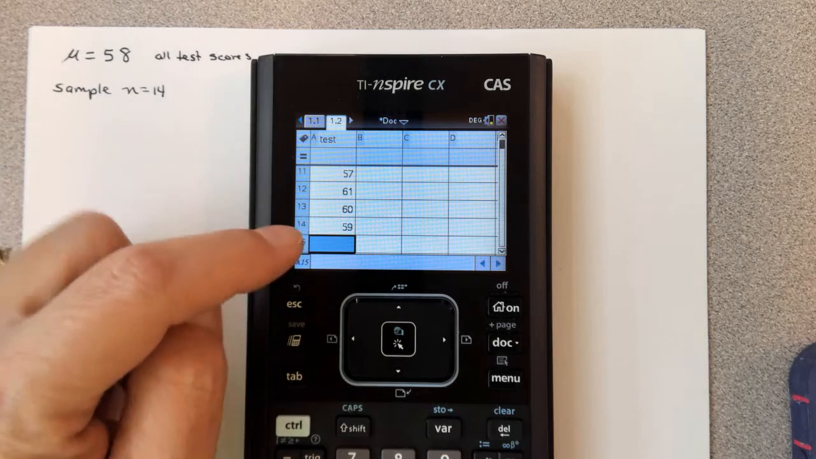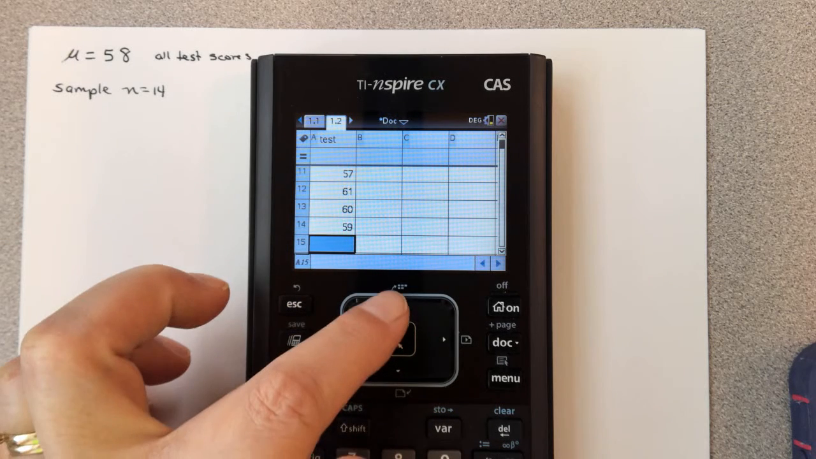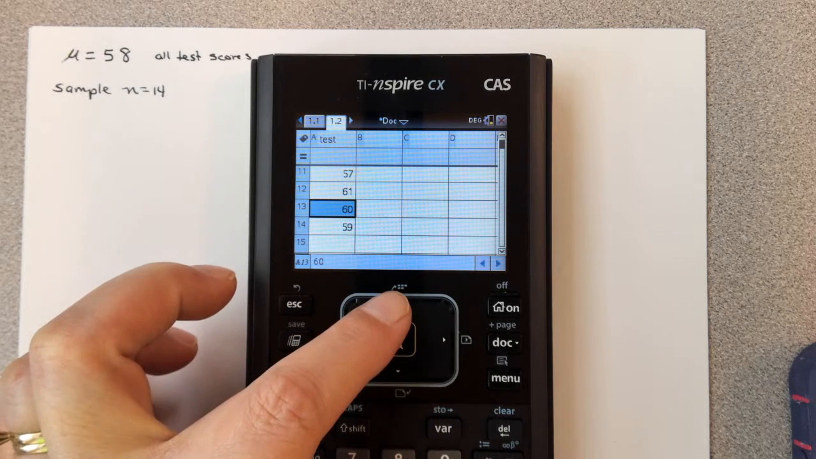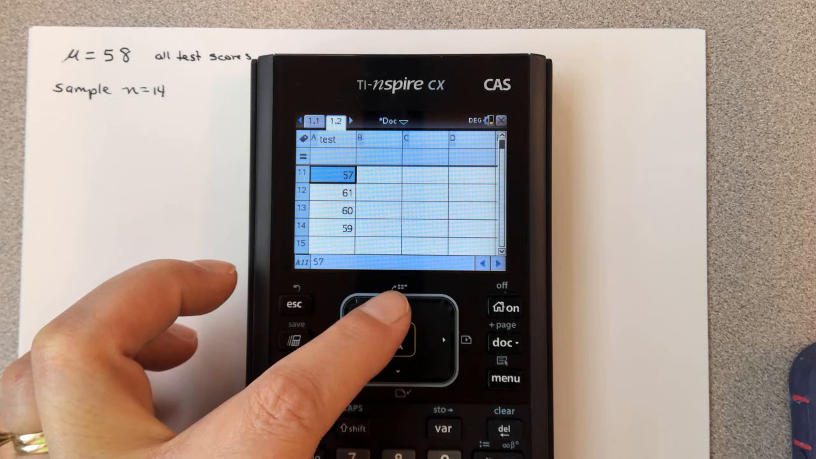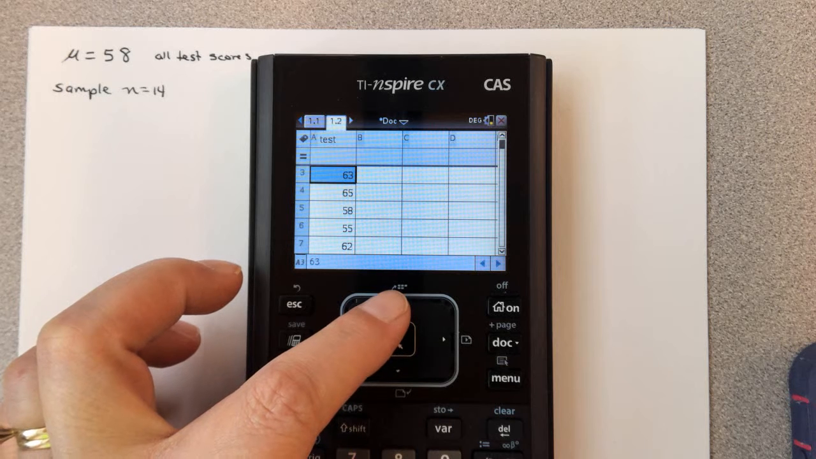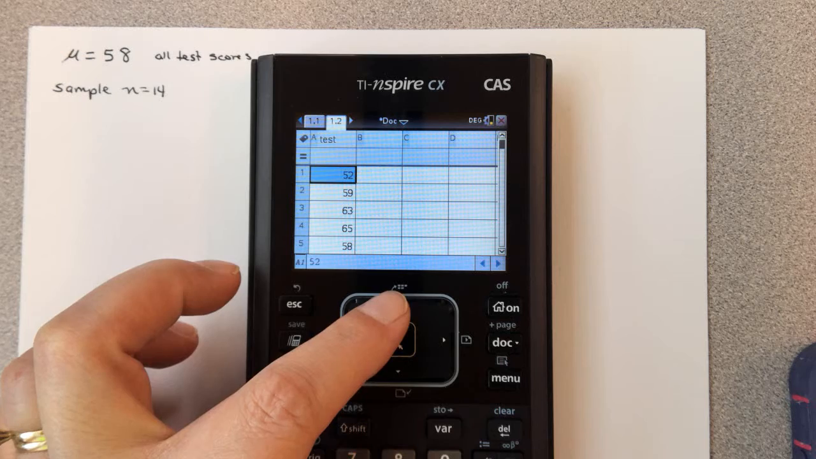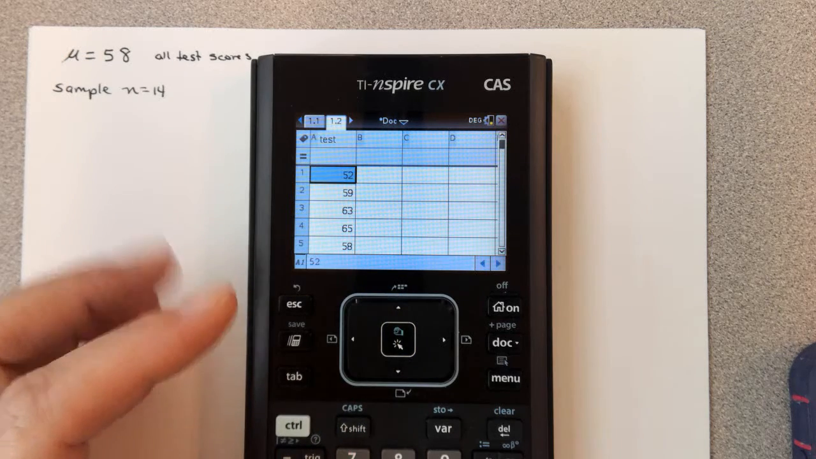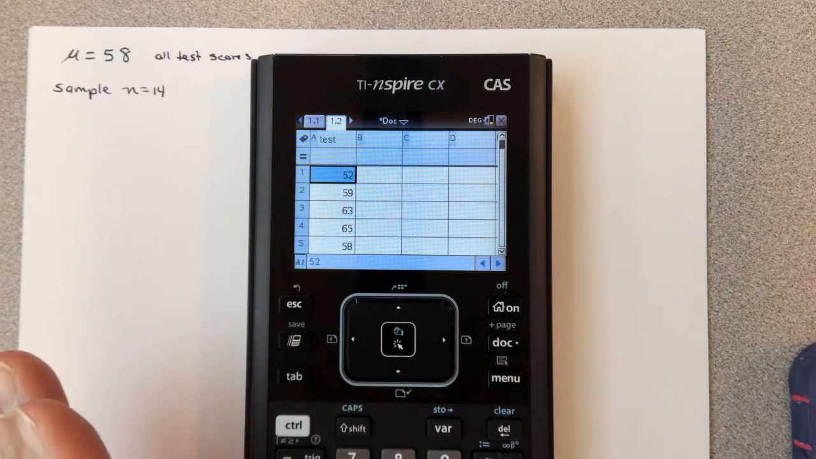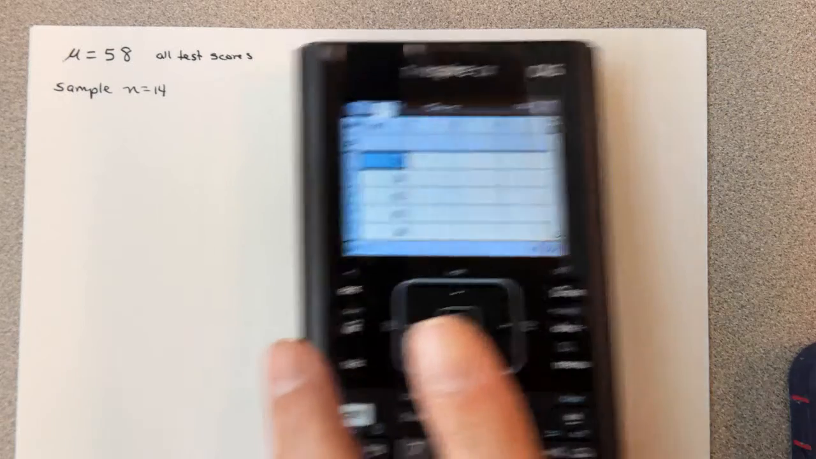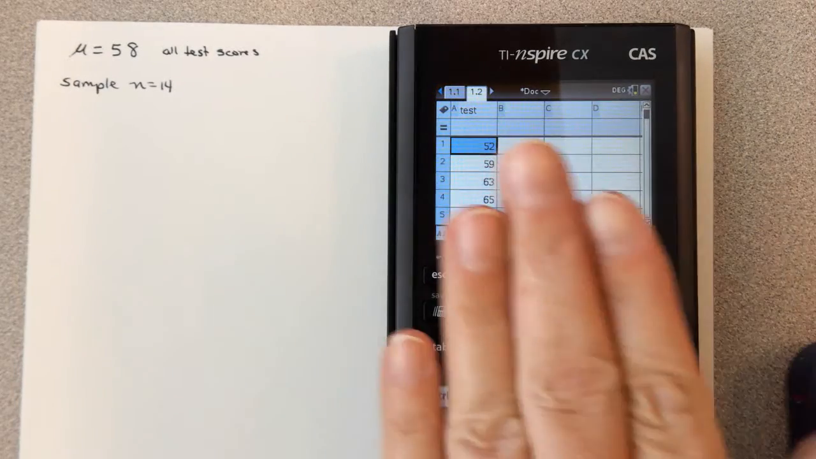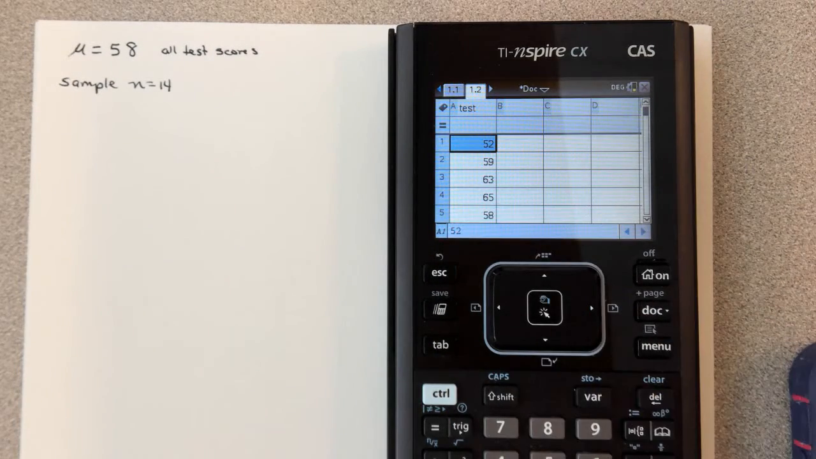Okay, and so I double check that I've got 14, and it's always a good idea to double check input to make sure that we've not done anything goofy. So we just arrow up and down to double check that, because it would be a shame to make a mistake, to mess the whole problem up because we have a typo. Alright, so now that the data's in, we're going to be ready to use that to get some summary statistics in a minute.